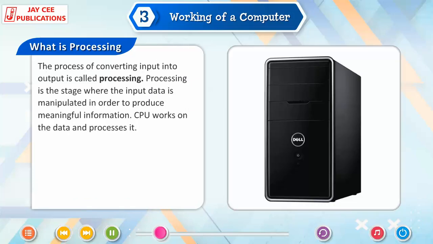What is processing? The process of converting input into output is called processing. Processing is the stage where the input data is manipulated in order to produce meaningful information. CPU works on the data and processes it.